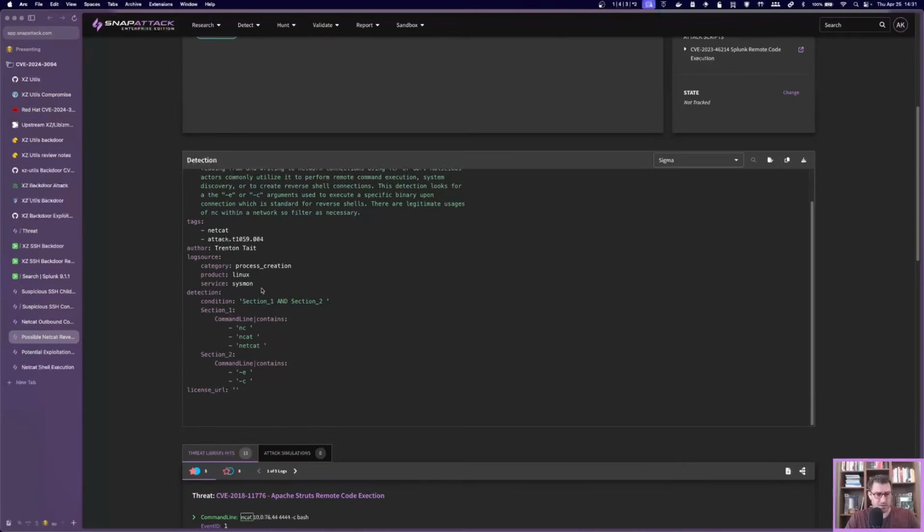And here's another one. This is looking at process creation versus a network connection. So this is looking for a specific netcat usage on a system. And also, again, looking for -c, -e.